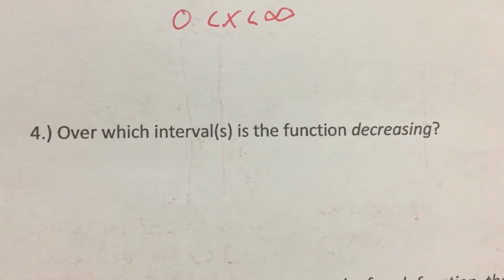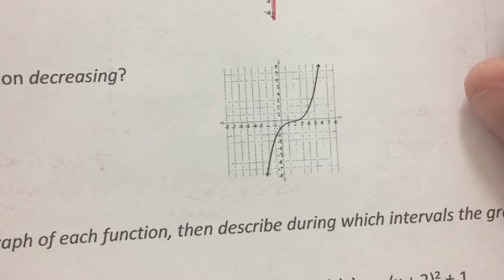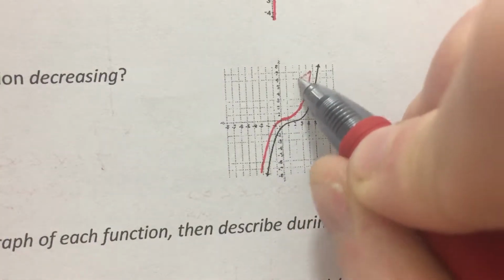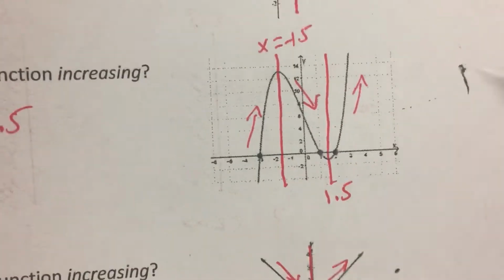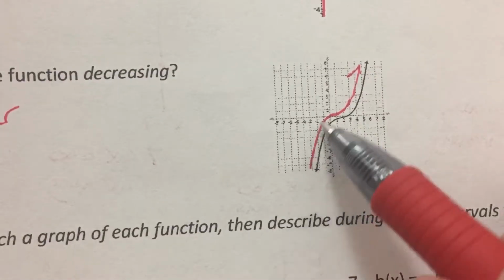Number 4, over which intervals is the function decreasing? If you look very carefully at this one, it never decreases. It's always going up, right? So I'm going to say never. This does not decrease at all. There's no point where it actually changes direction like this one did earlier, where it started going down before it went back up. This one's just always going up.